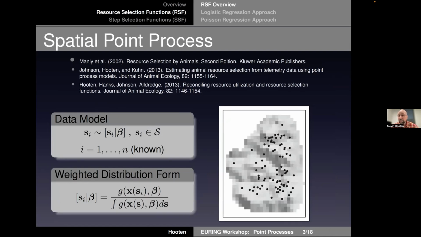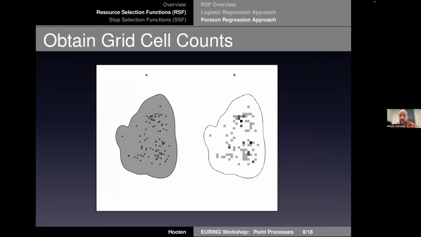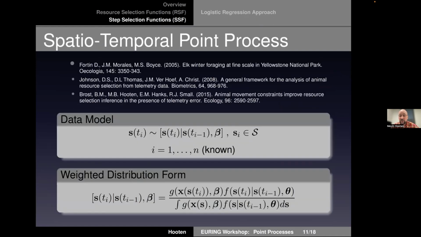And so it's like saying f is still there. It's a uniform distribution on the space of interest, S. So there is an f there. It's just sort of implicit. So now let's go forward and let's think about the space-time version of this.